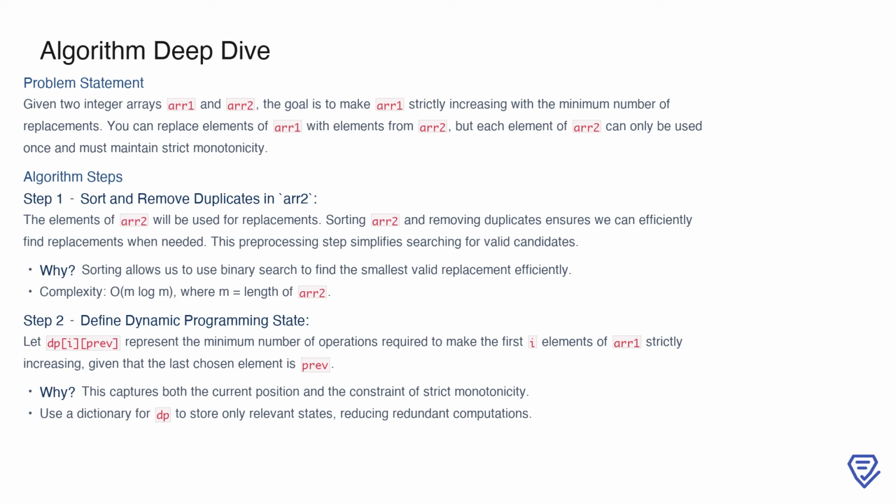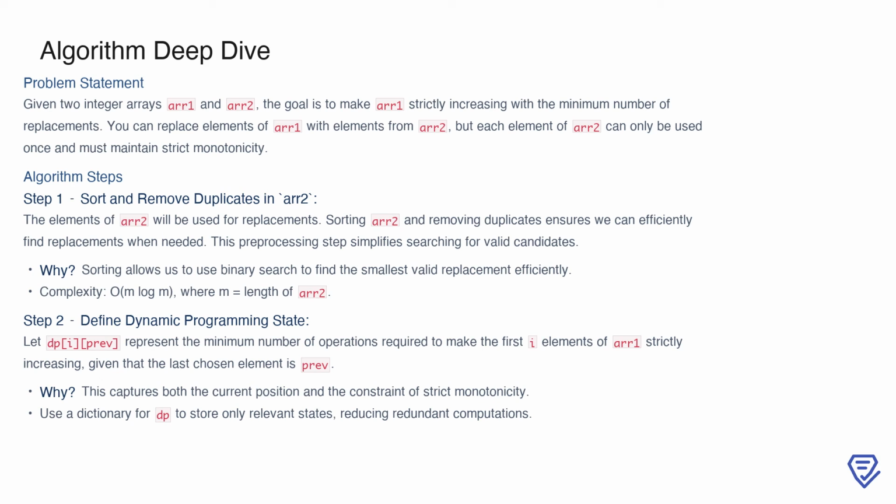Specifically, we sort it and remove duplicates. This step is crucial because it allows us to efficiently search for valid replacements later using binary search. Sorting ensures that we can quickly find the smallest element in ARR2 that satisfies the conditions for replacement. The time complexity of this step is O(m log m), where m is the length of ARR2.